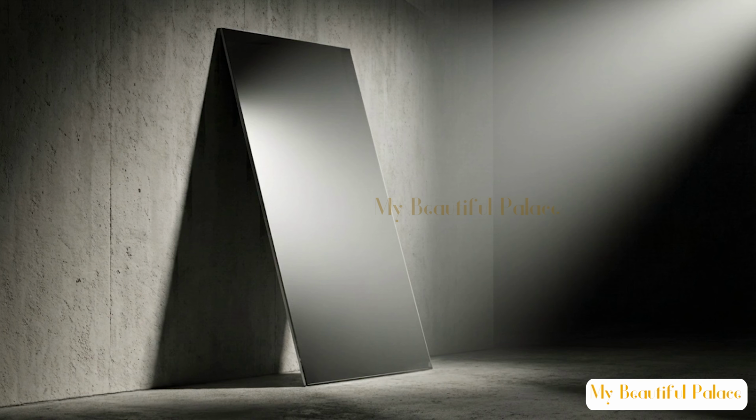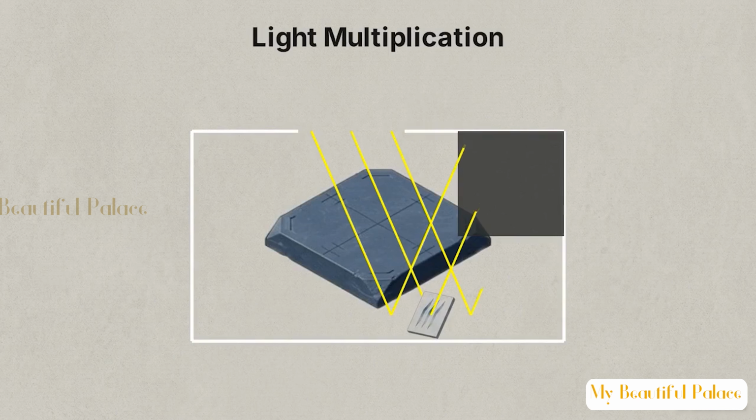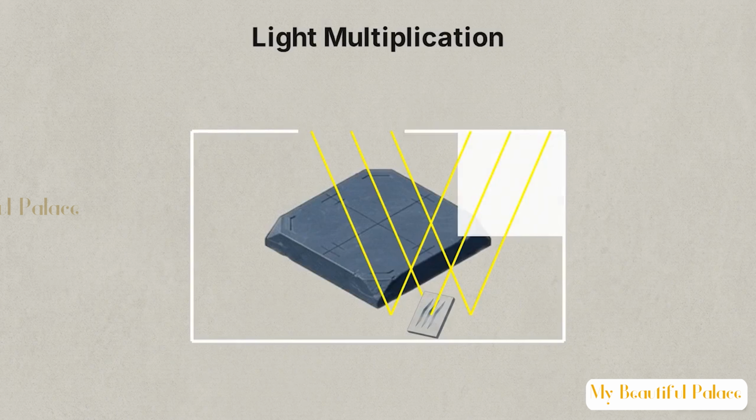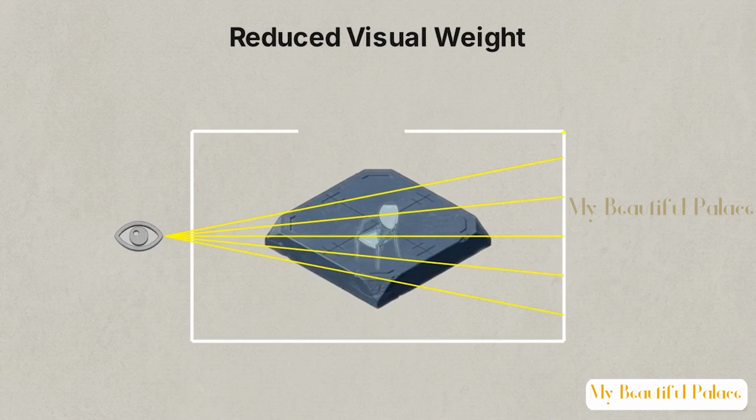Once the layout is zoned, you can use optical engineering to manipulate how your brain perceives the room's boundaries. Observe light multiplication. Placing a mirror opposite a window captures photons and redirects them into dark corners, duplicating your light source. Similarly, clear acrylic furniture reduces visual weight. Light passes directly through these objects, keeping sightlines open so they occupy less perceived space.